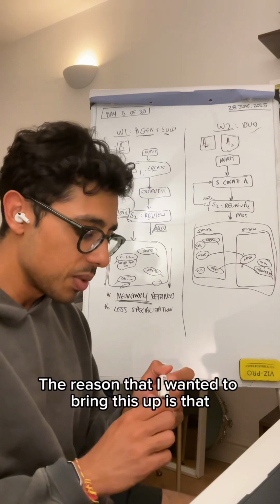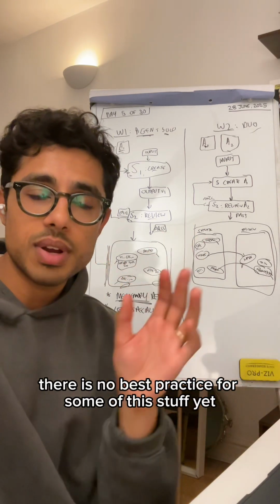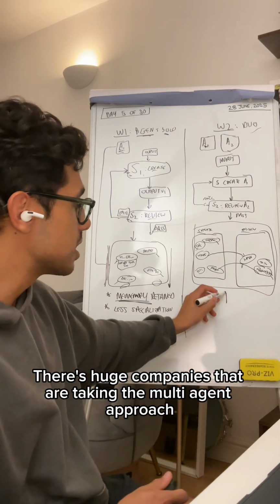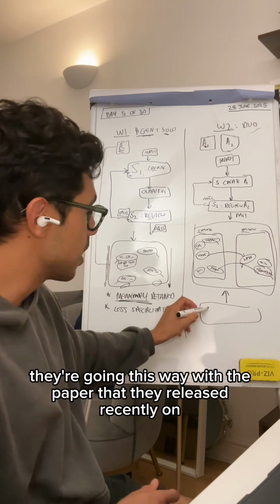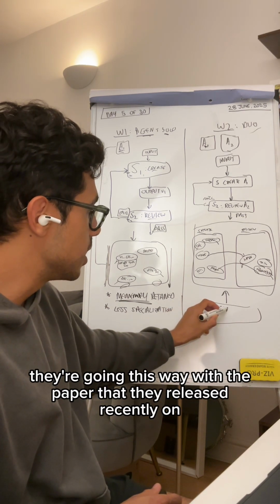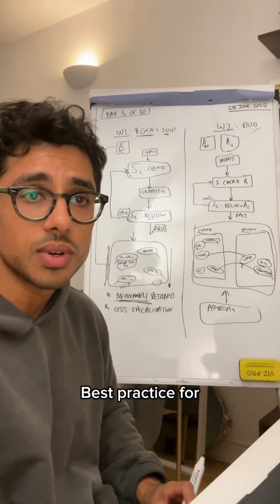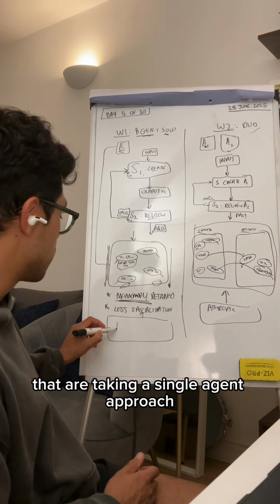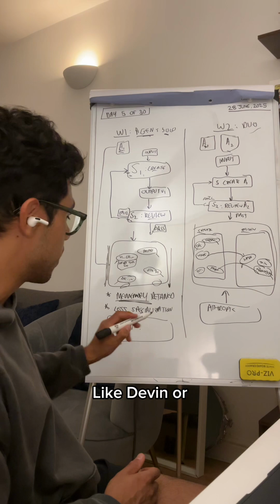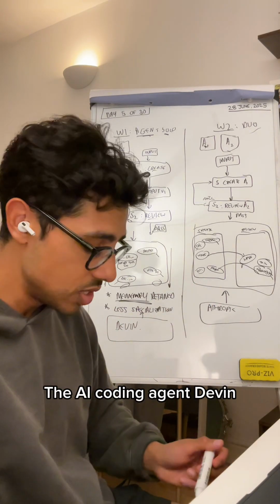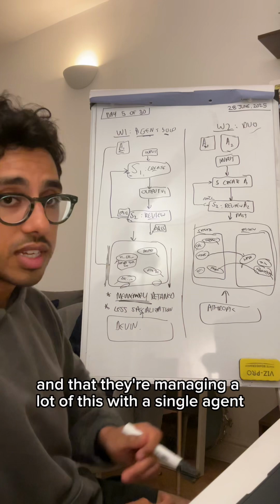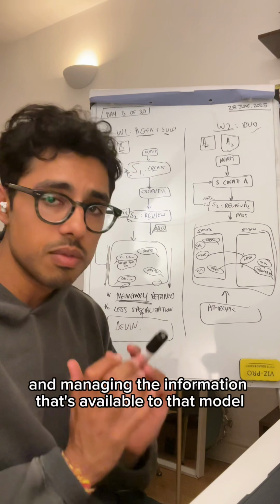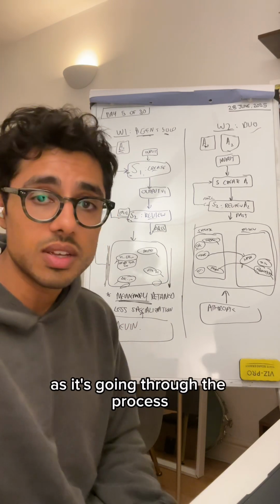So the reason that I wanted to bring this up is that there is no best practice for some of this stuff yet. Now, there's huge companies that are taking the multi-agent approach, and with Anthropic, they're going this way with the paper that they released recently on best practice for making agents. And there's other huge companies that are taking a single agent approach, like Devin, the company that's making the AI coding agent, and they're managing a lot of this with a single agent. Then they're just doing really sophisticated stuff to manage the context and managing the information that's available to that model as it's going through the process.